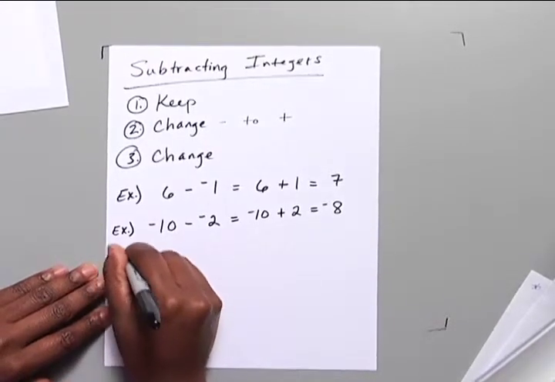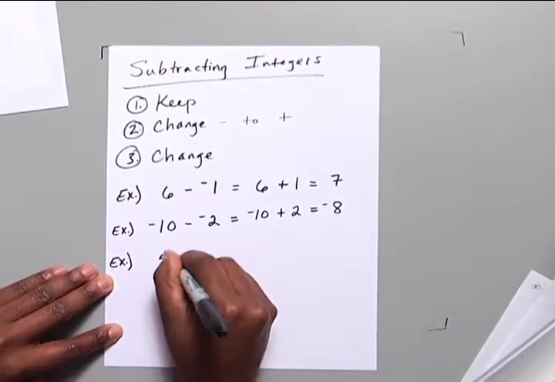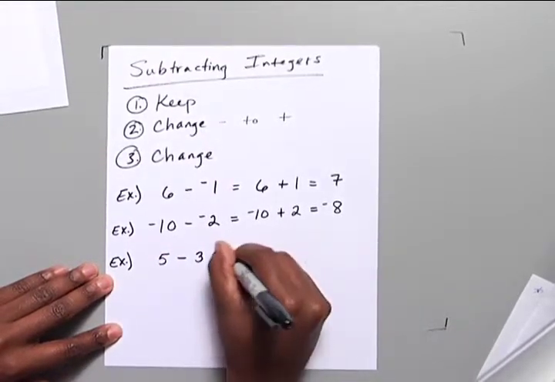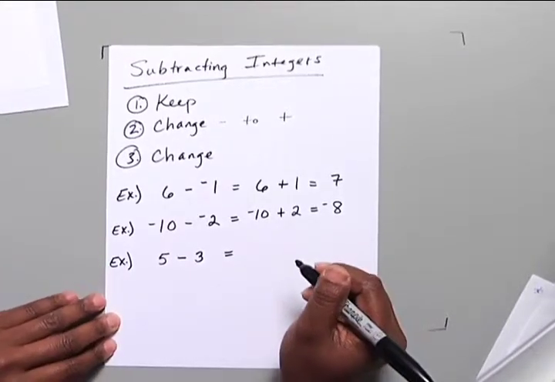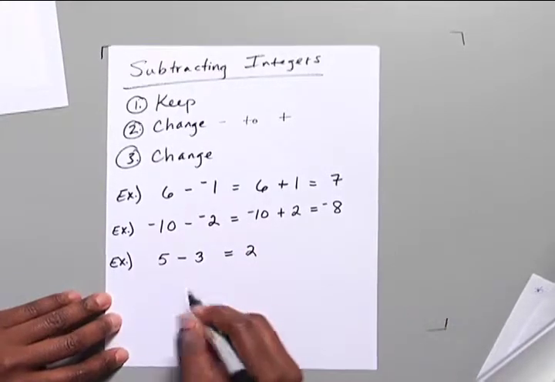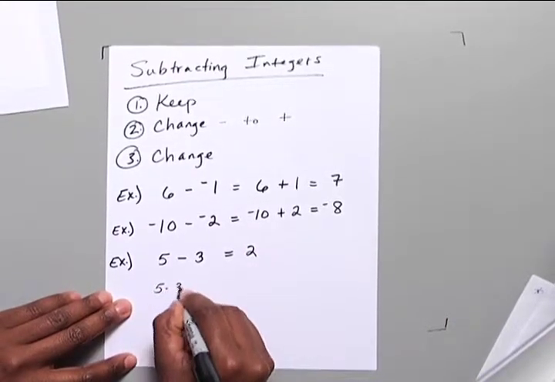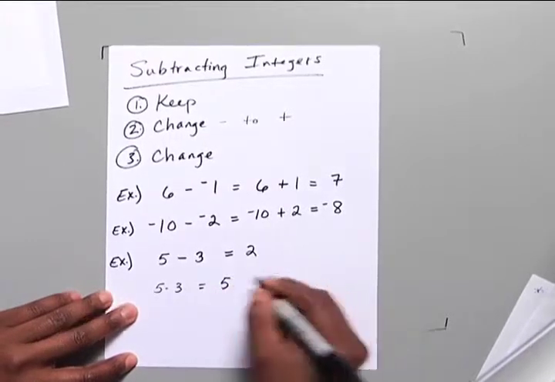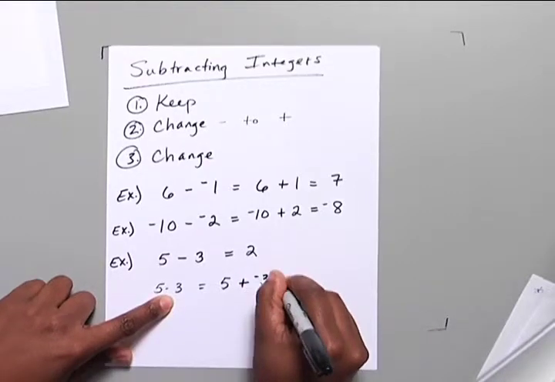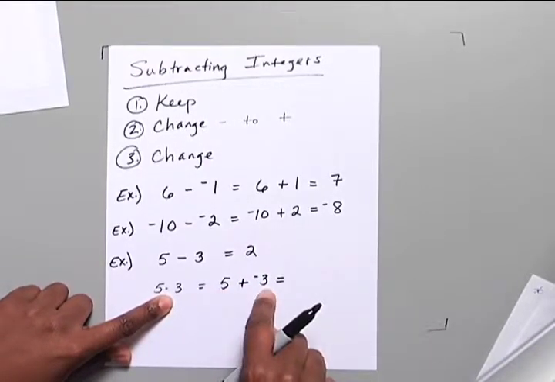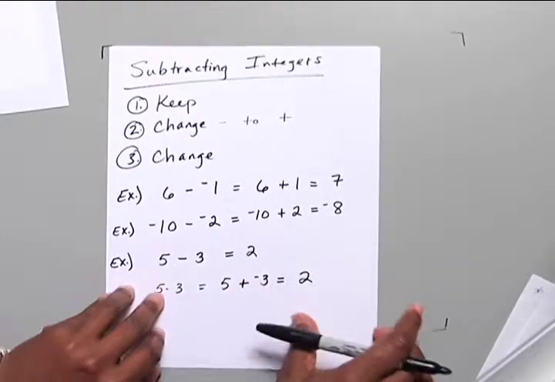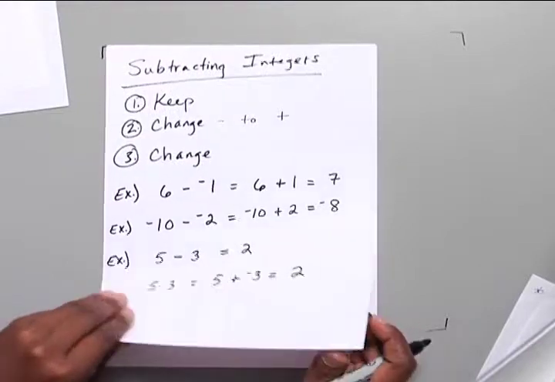And one more example. We have 5 minus 3. And so we know here this is just the regular basic subtraction. 5 minus 3 we know is 2. But if you wanted to see the example, we have 5 minus 3. 5 stays the same. The subtraction becomes a plus, and the positive 3 becomes a negative 3. Different signs, subtract. 5 minus 3 is 2. Take the sign of the higher number, which is the 5, and the 2 remains positive.